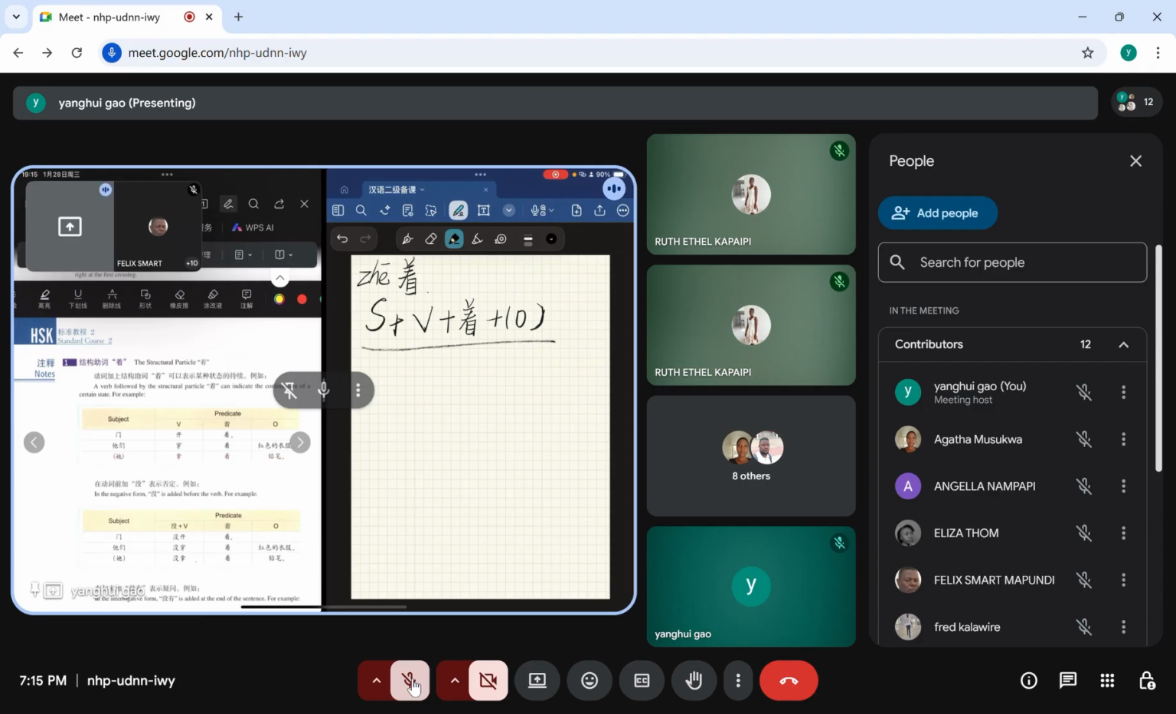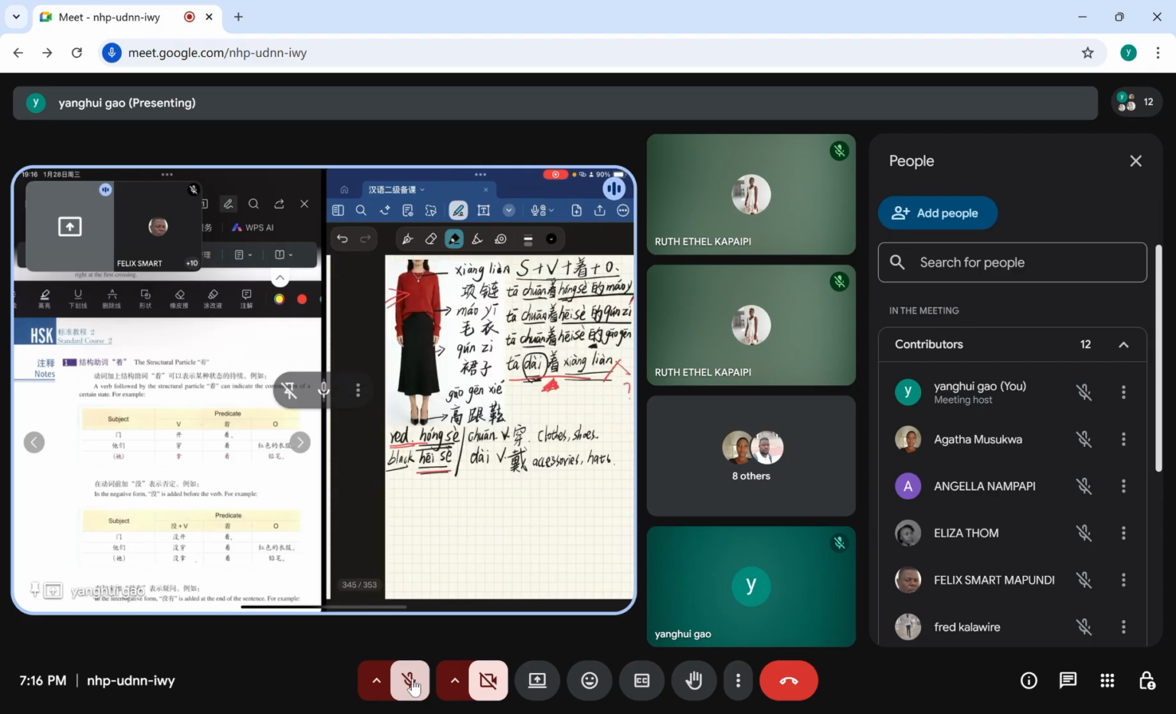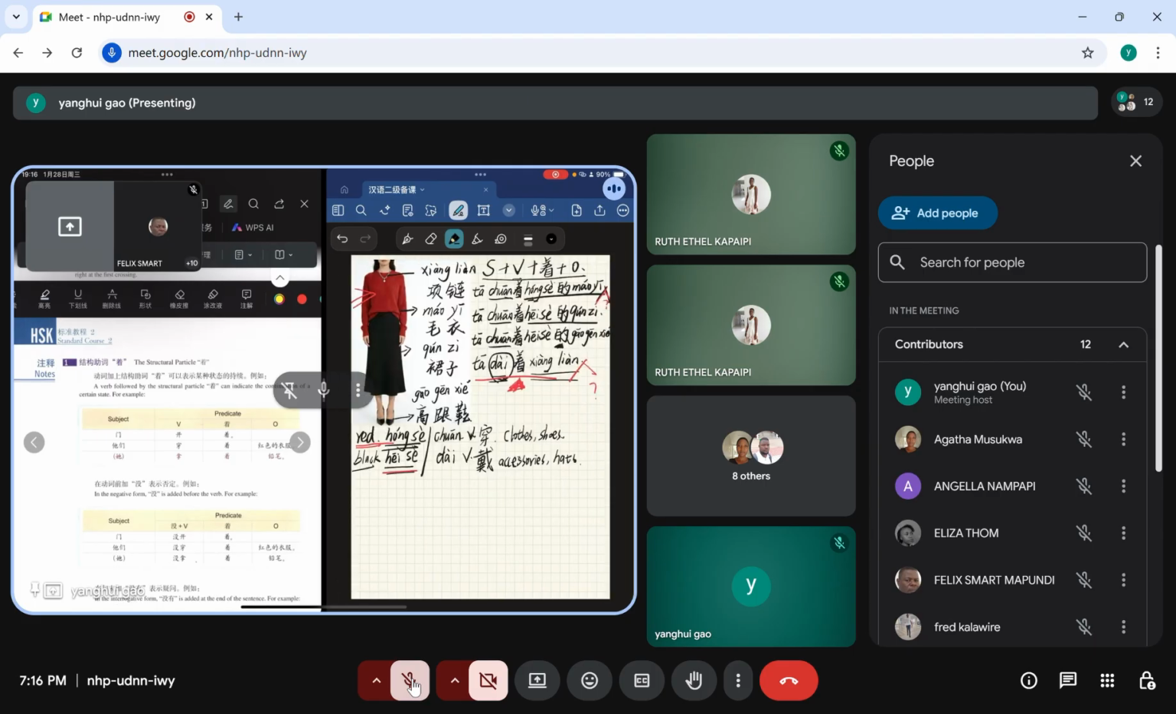So in the last class, we say most commonly it is used to describe what someone is wearing. So let's see the new words we have learned in the last class. I will read this one time. 项链 is a necklace, sweater 毛衣, the dress 裙子, the high heels 高跟鞋.